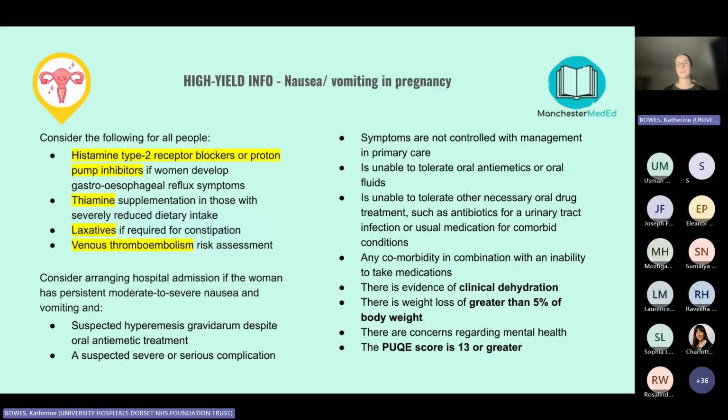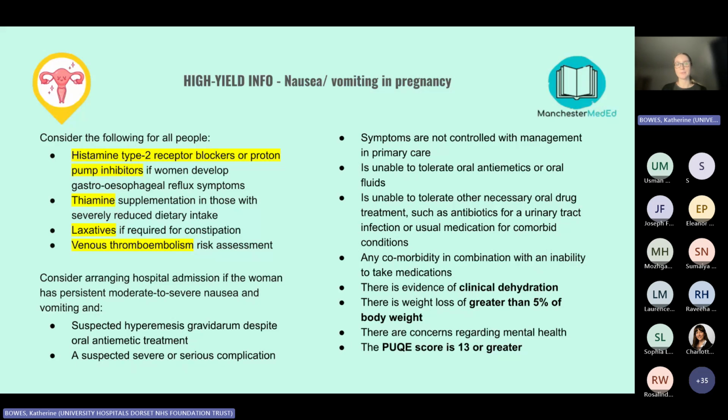And just on this slide, we don't have to go through all of them now, but there's just some criteria of when you might be considering referring someone into hospital with severe nausea and vomiting in pregnancy. And that would be sort of clinical dehydration, loss of body weight, and there's something called a PUKE score as well. So that's easy to remember for this.